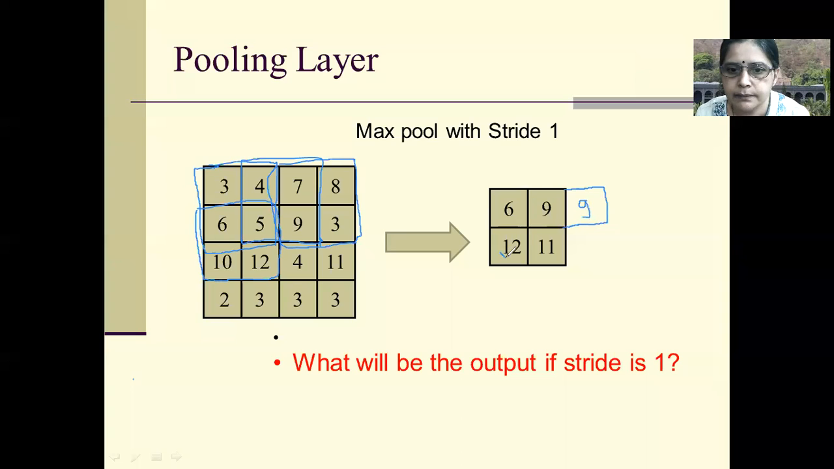So again maximum value is 12. Now continue this process. So now we are applying it here. Here maximum value is 12. So you will get value here. And once again, we scroll it only by one column. So here we will have next element.